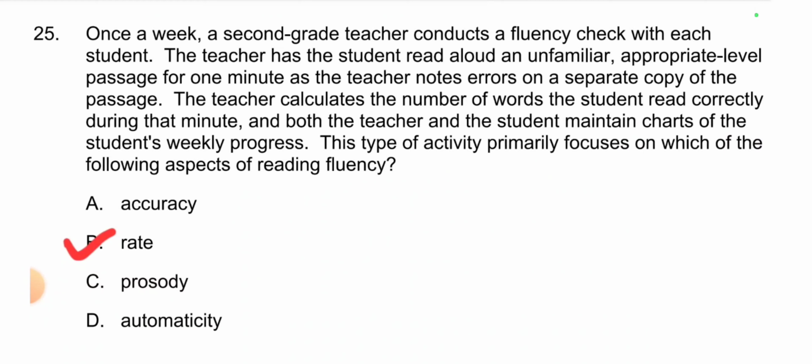Question number 25. Once a week, a second grade teacher conducts a fluency check with each student. The teacher has the student read aloud an unfamiliar, appropriate level passage for 1 minute as the teacher notes errors on a separate copy of the passage. The teacher calculates the number of words the student read correctly during that minute. Both the teacher and the student maintain a chart of the student's weekly progress. This type of activity primarily focuses on which of the following aspects of reading fluency? Rate.